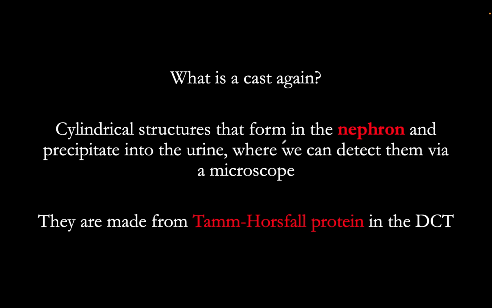So going over what a cast is, they're little cylindrical structures. They form in the nephron. This is really the key thing. And they precipitate into the urine where we can look at them via a microscope. If you're taking Step 1, you might need to know that they're made from Tamm-Horsfall protein.